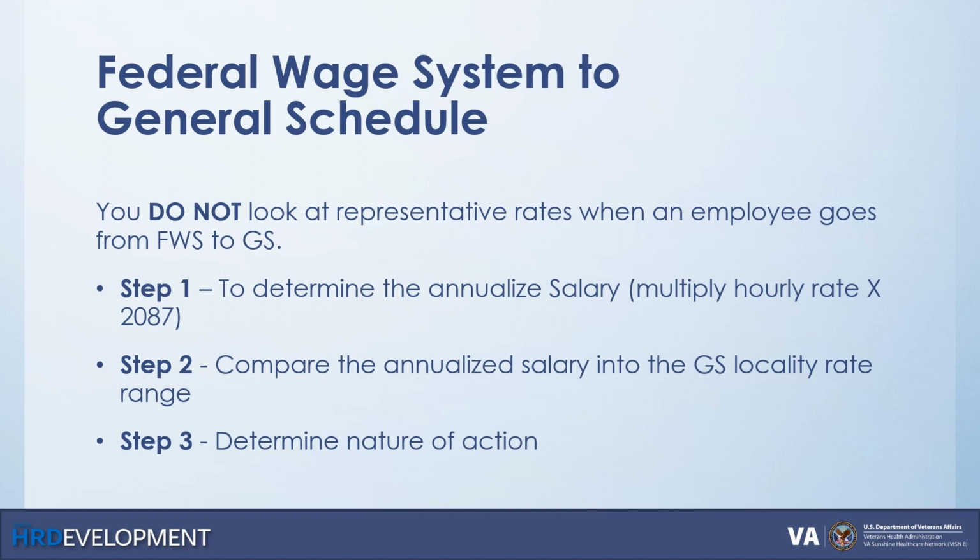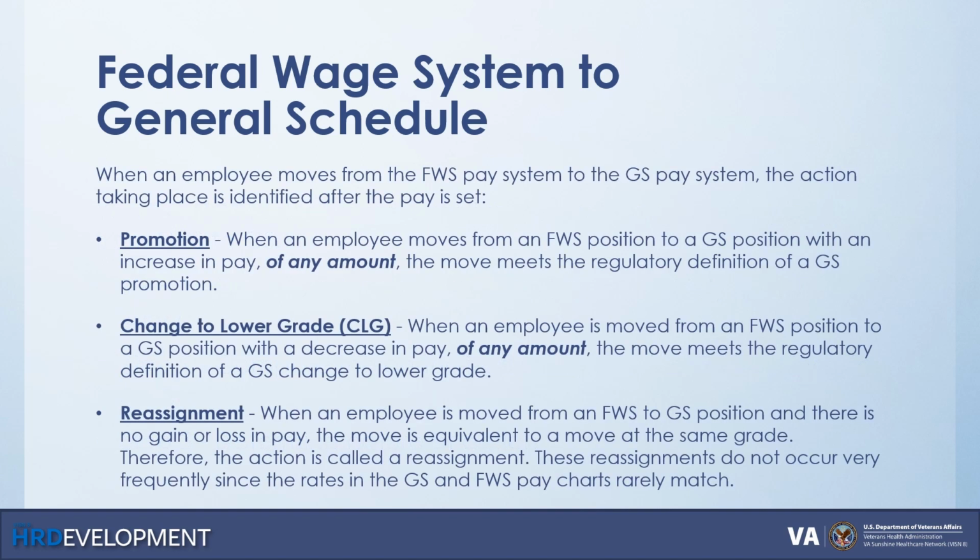Step 2, compare the annualized salary to the GS locality rate range. And step 3, determine the nature of action. When an employee moves from the FW pay system to the GS pay system, the action taking place is identified after the pay is set. For example, for promotion, when an employee moves from an FWS position to a GS position with an increase in pay of any amount, the move meets the regulatory definition of a GS promotion.